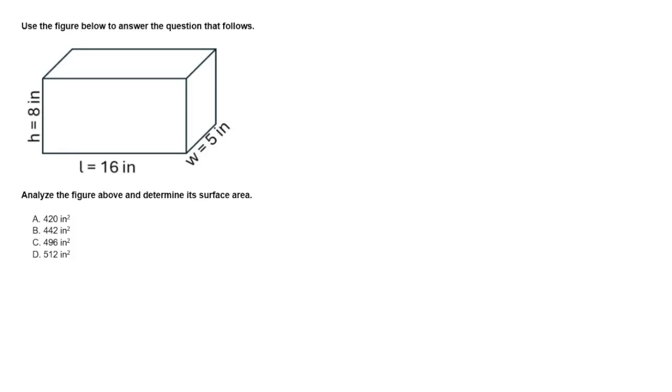Use the figure below to answer the question that follows. And it looks like we have a rectangular prism here, and we're given the dimensions for the height, the length, and the width. Analyze the figure above to determine its surface area. Alright, so first off, let's review what a rectangular prism is.